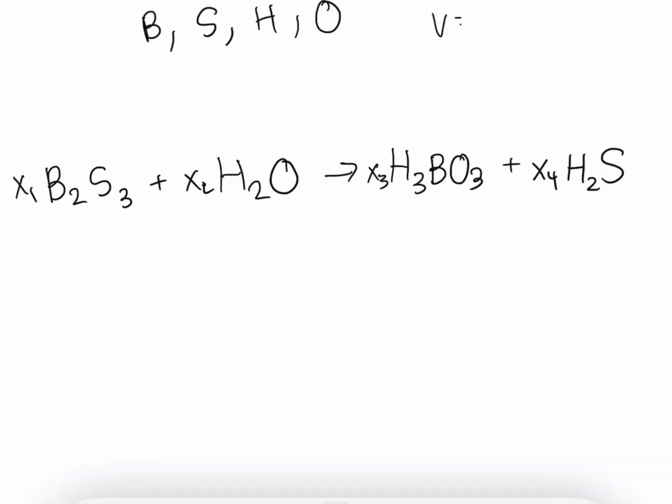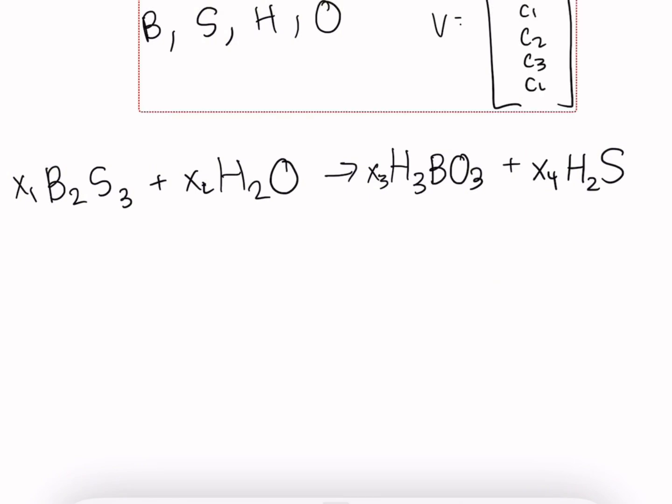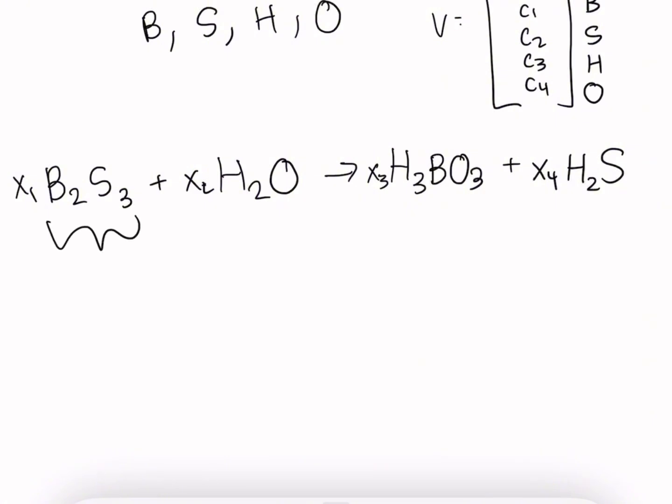So we can just have our vector be like this. So it'll be C1, C2, C3, C4. And again, the first entry will be boron, then the second will be sulfur, the third will be hydrogen, and the fourth will be oxygen. So for this first compound, its vector would be 2 boron, so 2, and then 3 sulfur, so 3. And then it doesn't have hydrogen and oxygen, so the third and fourth entries are 0.